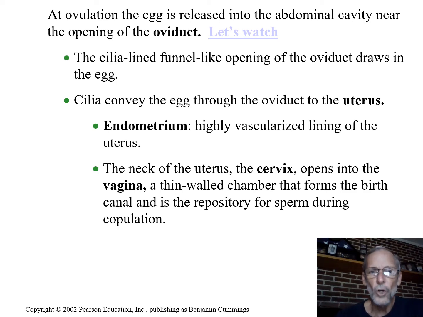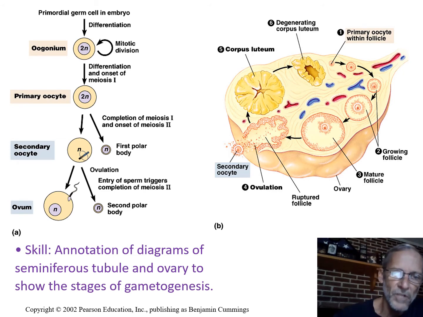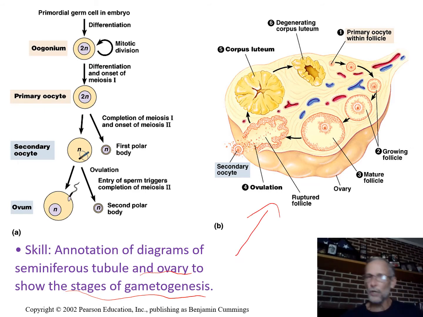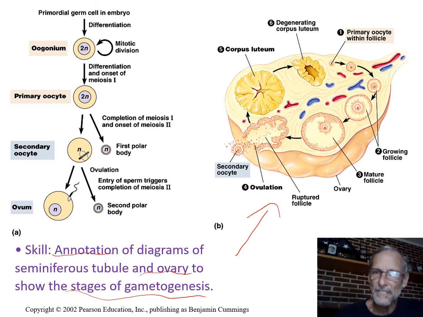Okay, so here we have annotation of diagrams of seminiferous tubules, so that'd be in the males, and ovary to show the stages of gametogenesis. That's this picture. You could get one just like this. They might ask you to label it. Again, annotation of it means label it or tell me about the parts that they've labeled, A, B, C, D.